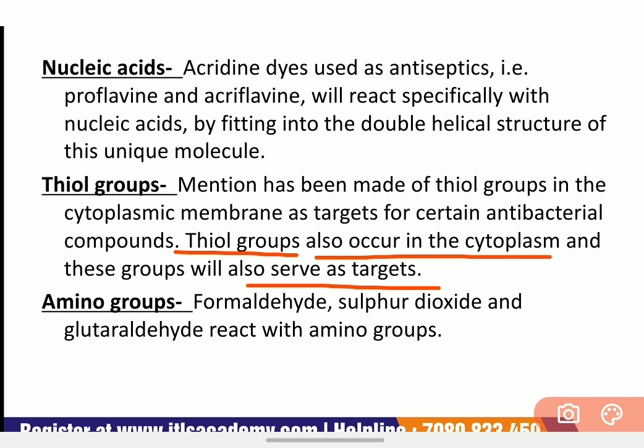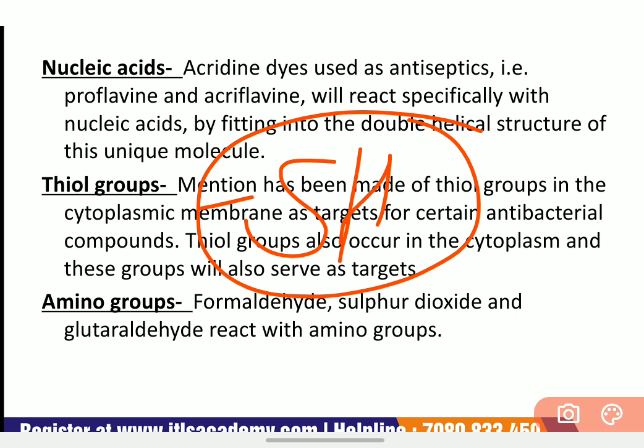Bronopol, thiazolones, chlorine and chlorine releasing agents, hypochlorites and iodine will oxidize or react with thiol group. These antibiotics will show reaction with thiol group. Thiol is a sulfur containing group, and this group is known as thiol.